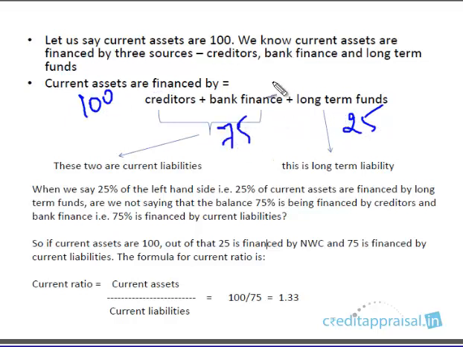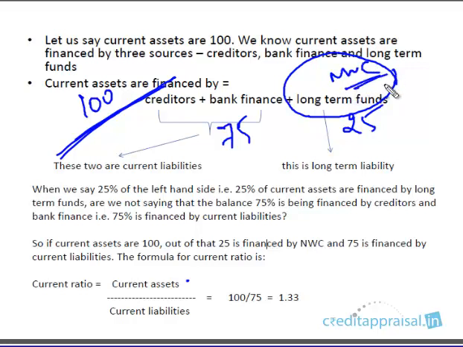These two put together. So current ratio is current assets by current liabilities. Current assets is 100 by current liabilities 75, 1.33. So essentially what we are saying is out of the total current assets, long-term funds are financing 25%, and 75% is being financed by the short-term sources. So this is nothing but NWC. What is this NWC? This we already discussed.